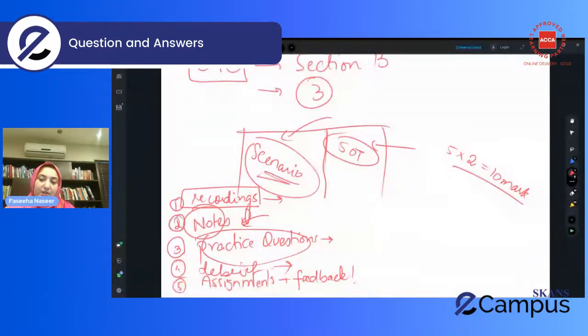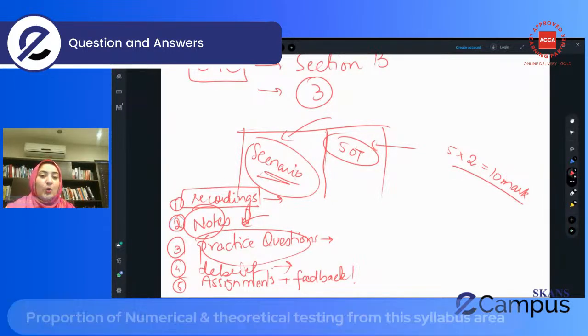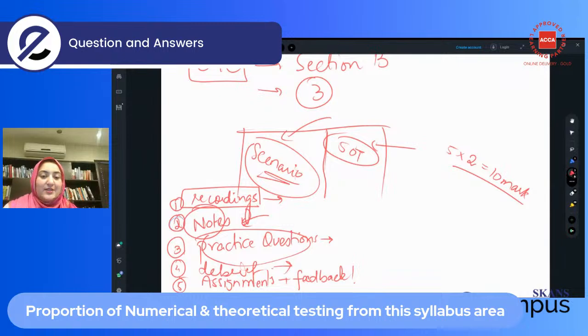Okay, the next question I'm going to address is: what is the proportion of theoretical and numerical testing in all of the 3 sections in the PM exam? It's very clear if you look at the past exams that in all 3 sections, meaning section A, where you will be given 15 objective questions, section B, where there will be 3 OT cases with 5 questions each, and then the constructed response area, which is the long form question.